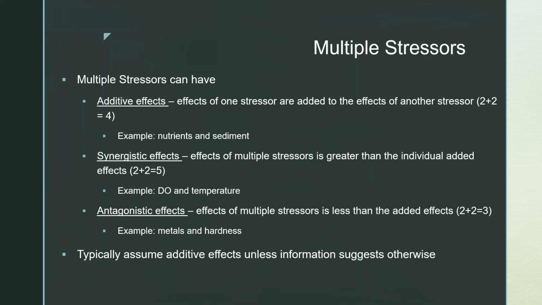And then lastly, there's another class of interactions called antagonistic effects. And this is where you have multiple stressors, and the combined effects are actually less than the sum of the individual effects. Think of this as 2 + 2 = 3. An example of this is metals and hardness. If you've got metal toxicity, but you also have a lot of hardness, that's going to reduce the toxicity of those metals. And so in that case, two different competing metals, including calcium and magnesium, can be competing with one another, and their individual effects are reduced because of the presence of the other.